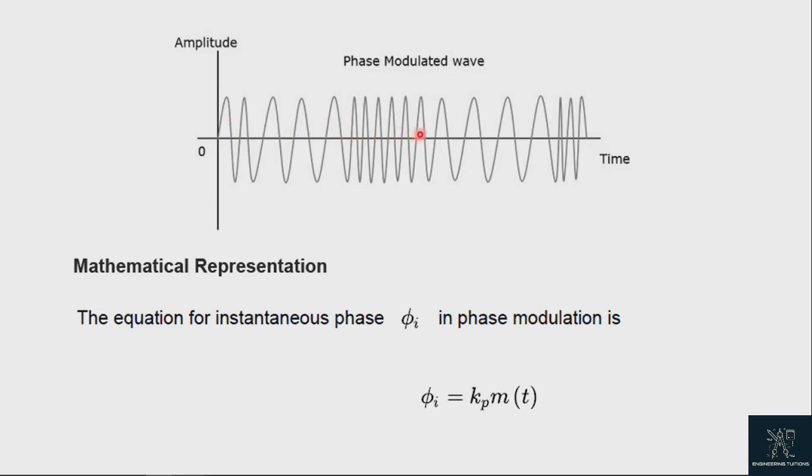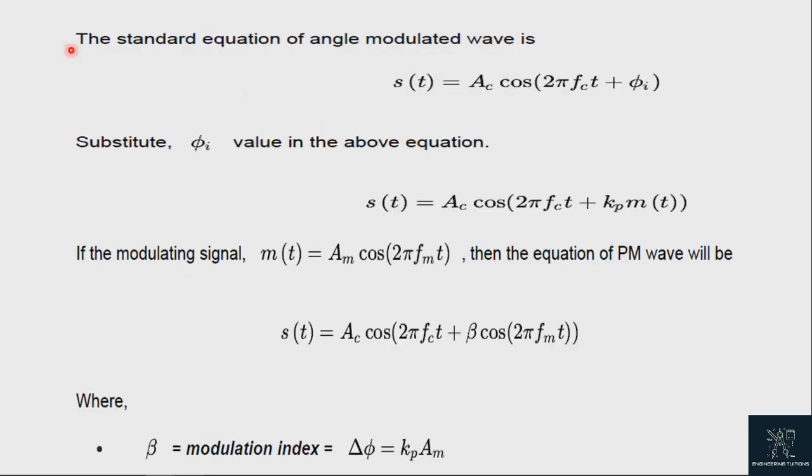Now mathematical representation. The equation for instantaneous phase phi i in phase modulation is phi i equals Kp into m(t), where Kp is the phase sensitivity and m(t) is the message signal. The standard equation of an angle modulated wave is s(t) equals Ac cos(2 pi fc t plus phi i). Substituting the phi i value in the above equation, we get s(t) equals Ac cos(2 pi fc t plus Kp m(t)). This is the equation of the phase modulated wave.